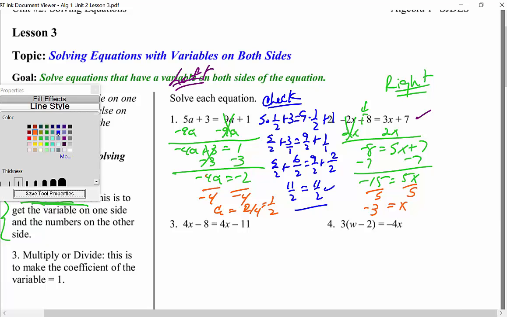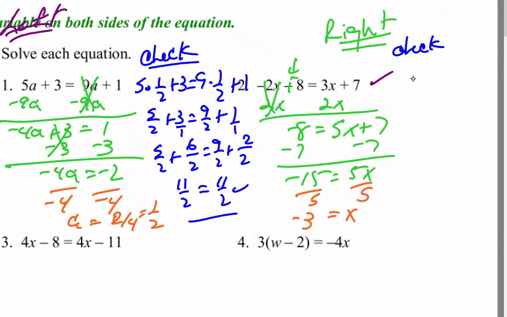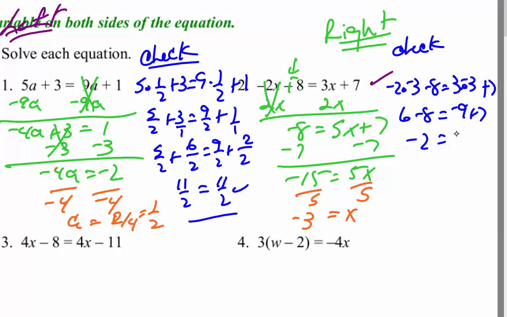And we should check. We're going to check. So that's negative 2 times negative 3 minus 8 equals 3 times negative 3 plus 7. Negative 2 times negative 3 is 6 minus 8 equals 3 times negative 3 is negative 9 plus 7. 6 minus 8 is negative 2. Negative 9 plus 7 is negative 2. It works.